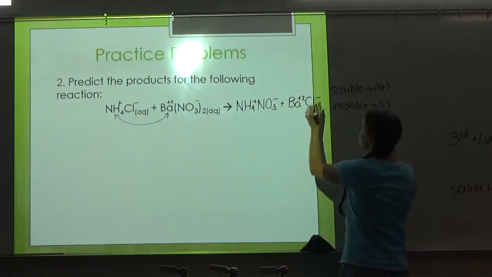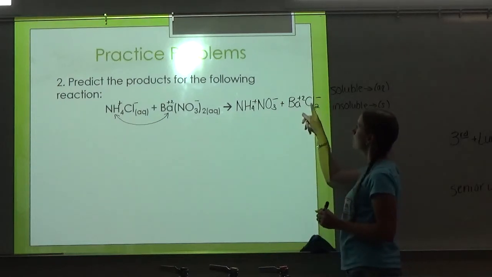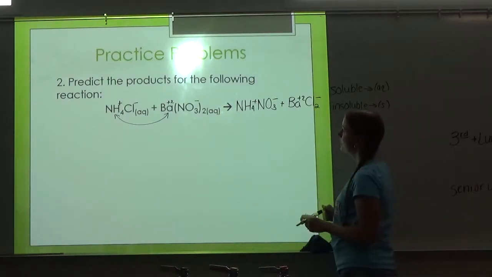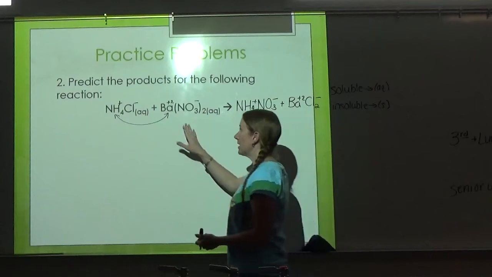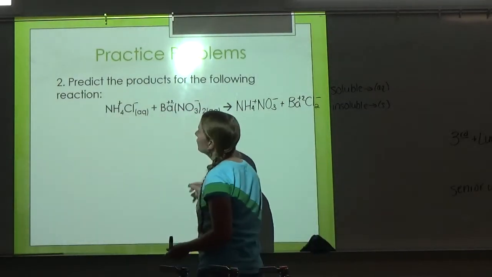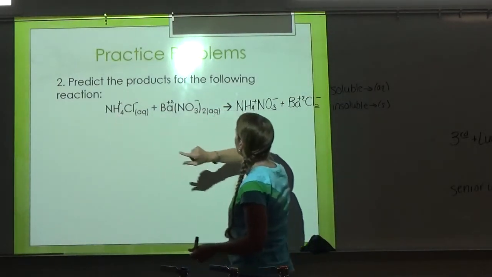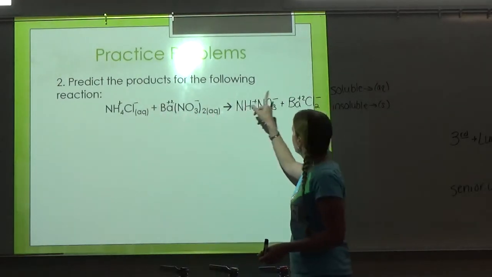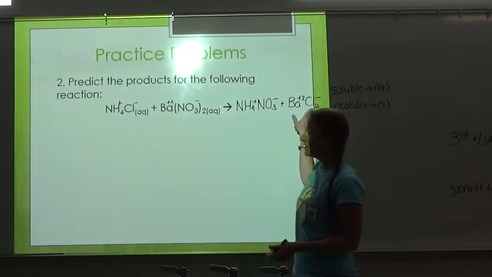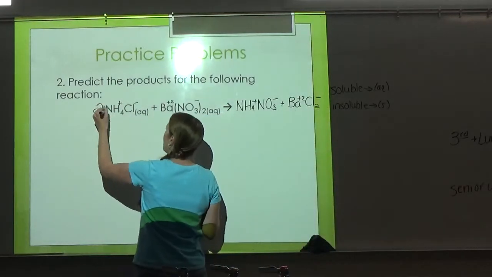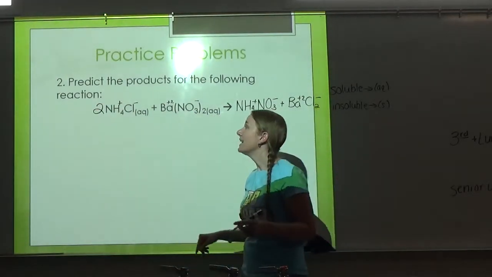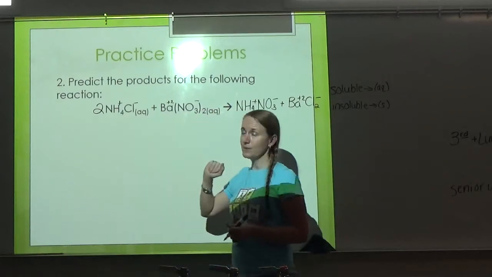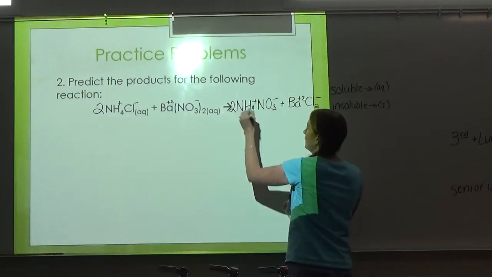And I do need 2 chlorides in this case in order to balance those charges. All right, so I've made my products. Now I need to balance the whole reaction. So I have 1 ammonium, 1 Cl, but here I have 2 Cls, so I need a 2. But before I continue, now I have 2 ammonium, so I need to go back and put a 2 here.